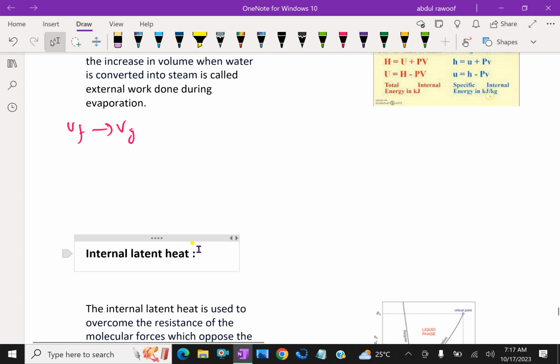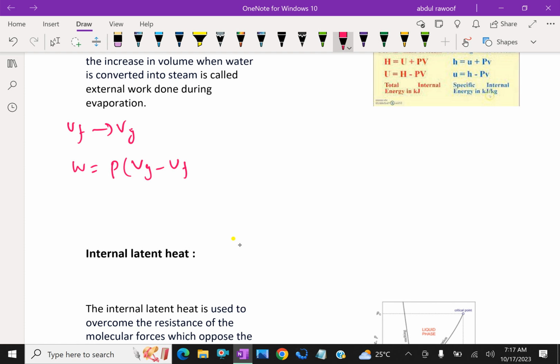This work is called external work of evaporation and is given by W equals constant pressure P times (Vg minus Vf). At low pressure, Vf is very small and hence neglected. Work of evaporation is P into Vg. Therefore, at low pressure, the work done is P Vg when Vf is neglected.